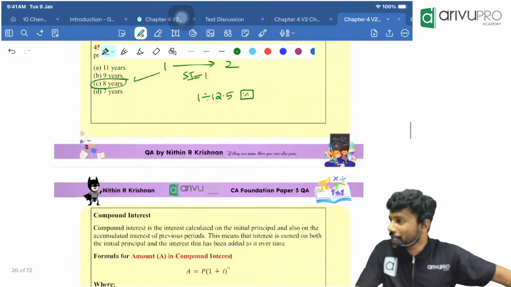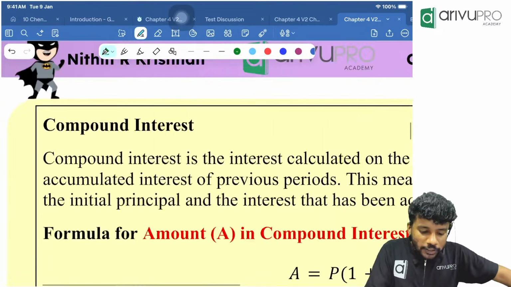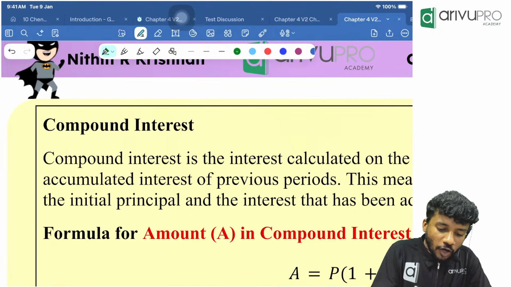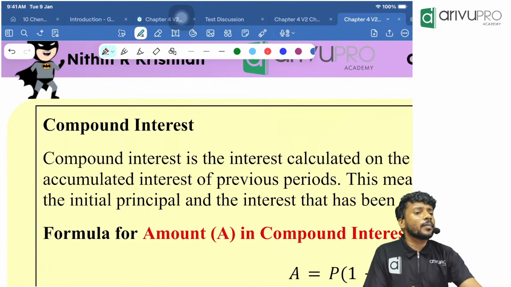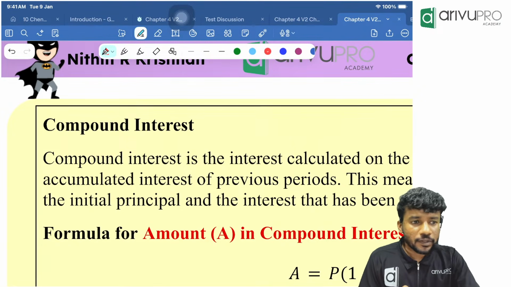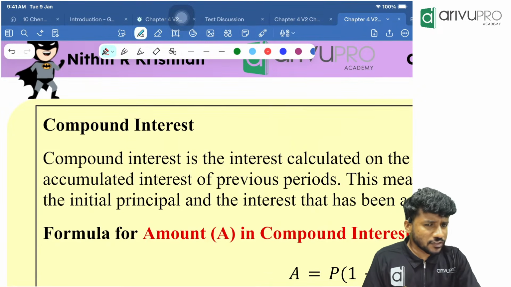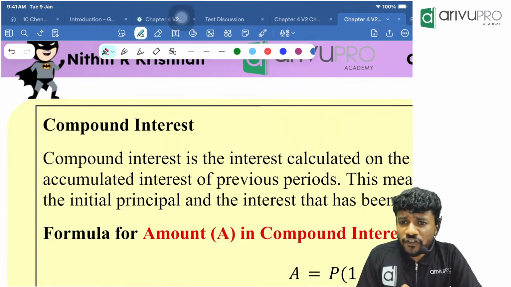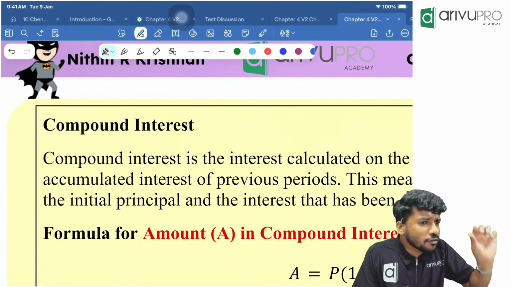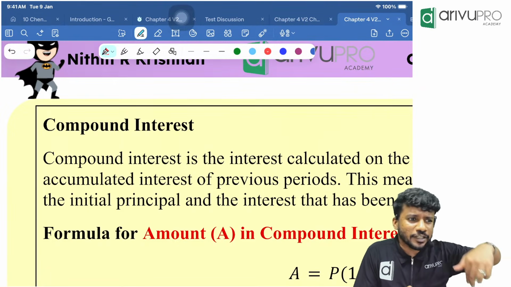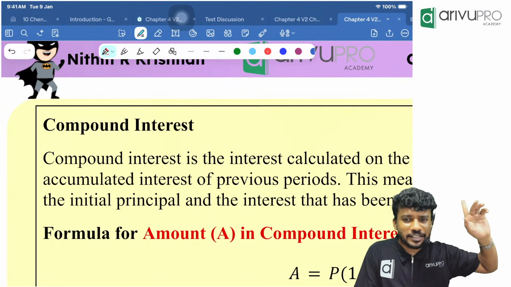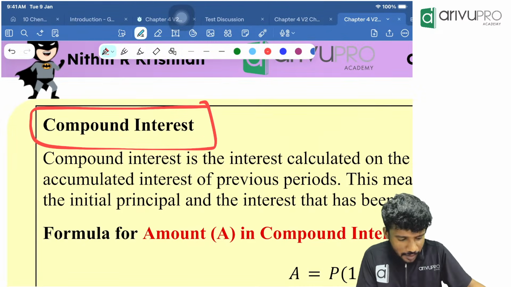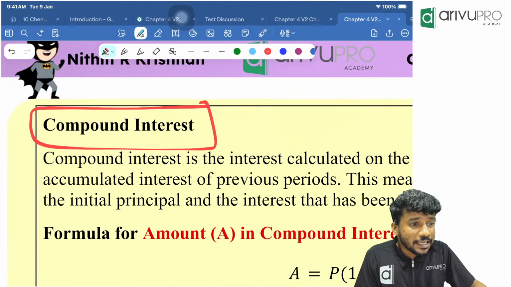The topic is called compound interest. Till yesterday we were studying simple interest. What happened in simple interest? Every year one equal amount of money is getting added. That was the concept with respect to simple interest. What happens with respect to compound interest, can anyone tell me?